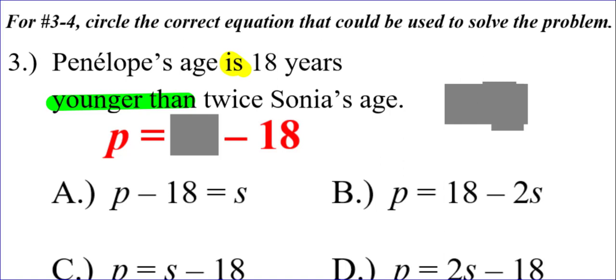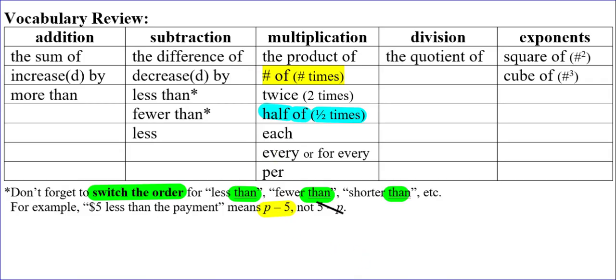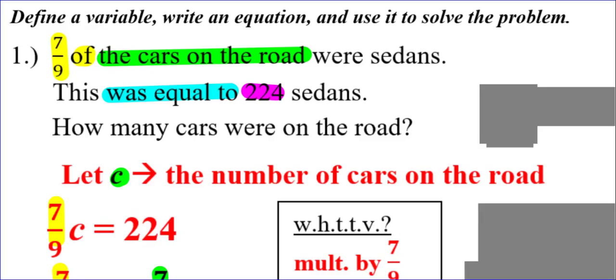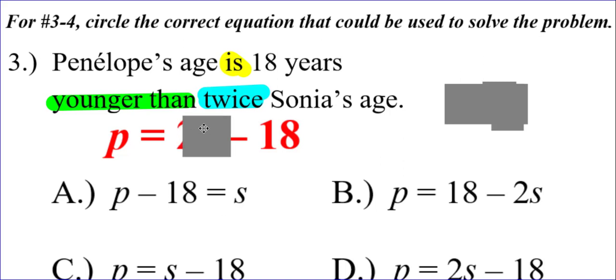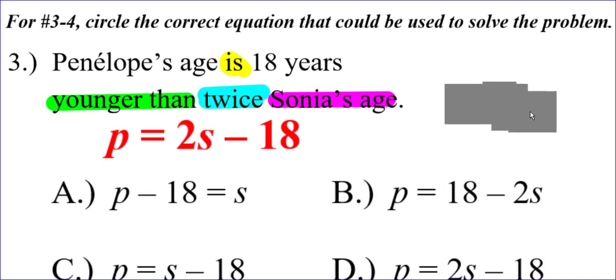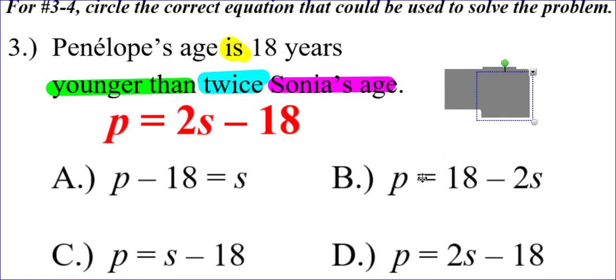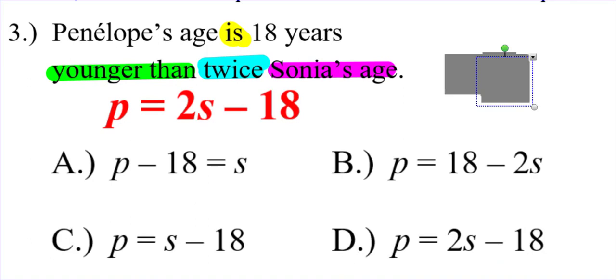And then it says twice Sonia's age. Now, I didn't talk about this, but the word twice is found in the chart. If you look back, the word twice means 2 times something. So, you need to have 2 times whatever is next in the sentence. And the next thing in the sentence is the phrase Sonia's age. Well, we are never told what Sonia's age is, so that is going to be the variable S. And you can now see that choice D was the correct choice for this problem.